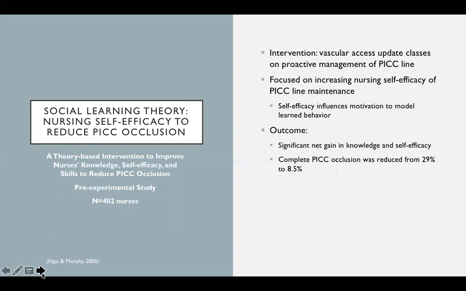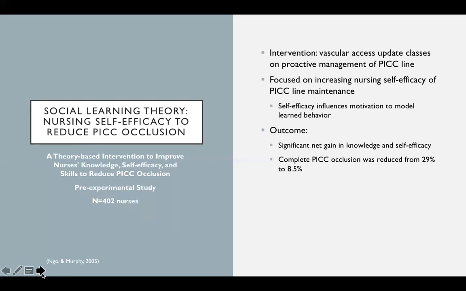The next study was conducted in a hospital setting among nurses and focused on education regarding PICC line management to prevent occlusion. The intervention was a vascular access update course that aimed to increase self-efficacy on PICC line management. This study targeted the behavioral and cognitive factors that Bandura proposes influence learning, and proposed that increasing the behavioral factor of self-efficacy and personal factor of knowledge would make nurses motivated to model the learned behavior of the course.